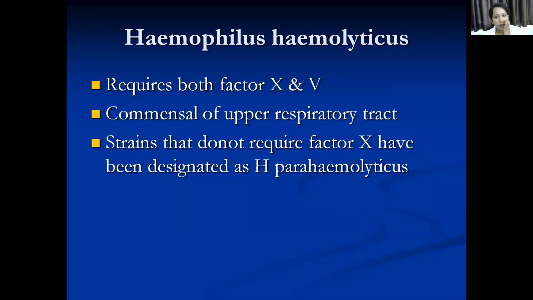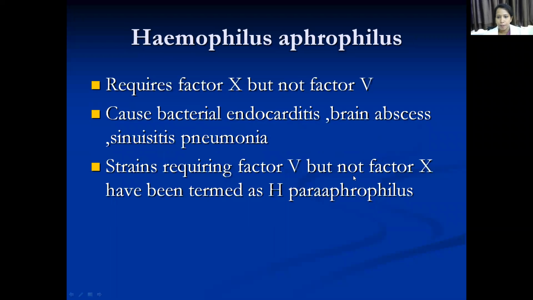Then Haemophilus haemolyticus requires both factor X and V. They are also commensals of the upper respiratory tract. Strains that do not require factor X have been designated as Haemophilus parahaemolyticus. Okay, those who don't require factor X are known as Haemophilus parahaemolyticus. This is Haemophilus haemolyticus.